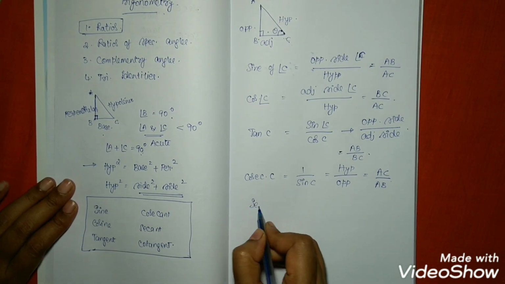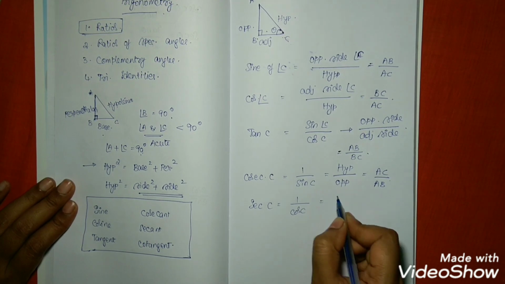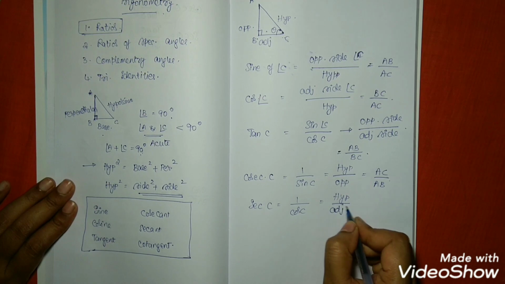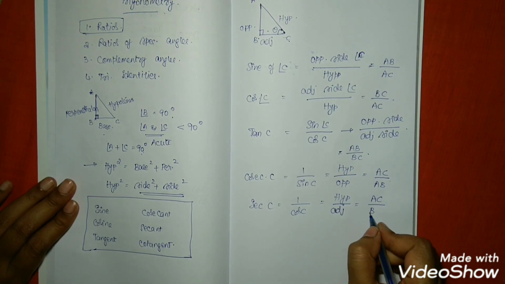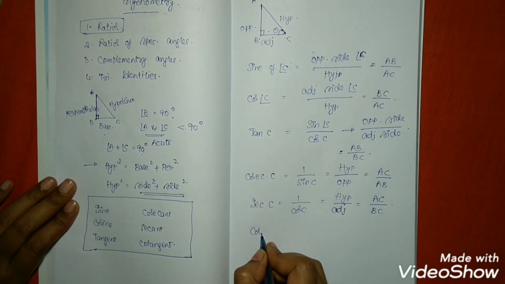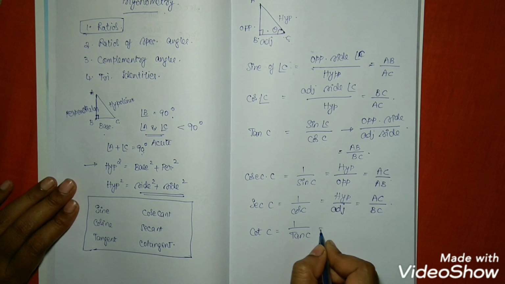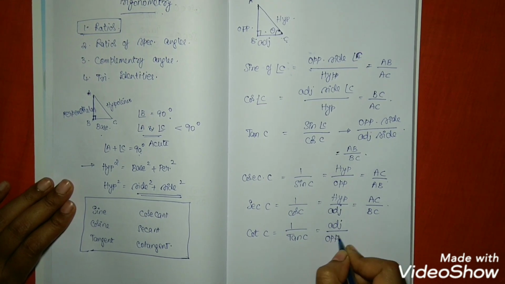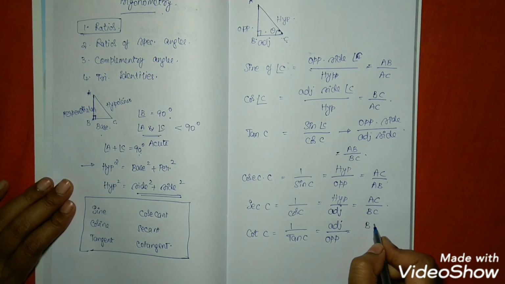Similarly, secant C is given by 1 by cos C, which is nothing but hypotenuse divided by adjacent side. So hypotenuse is AC, adjacent side here it is BC. Then cot C. Cot is nothing but 1 by tan C, which is nothing but adjacent side divided by opposite side. See, from the picture adjacent side is BC and opposite side is AB.